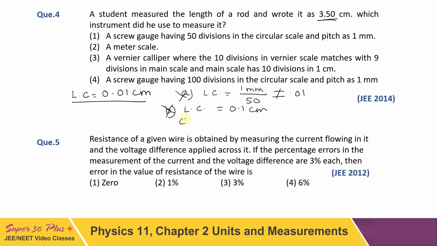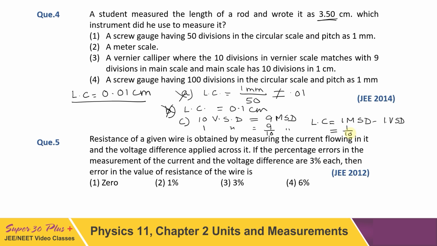For the third, a vernier caliper where 10 divisions in the vernier scale match with 9 divisions in the main scale, and the main scale has 10 divisions in 1 centimeter. Here you can see that 10 divisions in the vernier scale coincide with 9 divisions on the main scale. So 1 vernier scale division would be equal to 9 by 10 MSD, and as we know, least count is 1 MSD minus 1 VSD. If you substitute the values here, that will be 1 by 10 MSD.